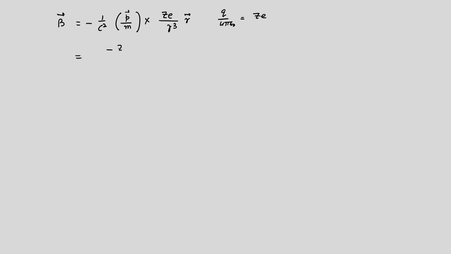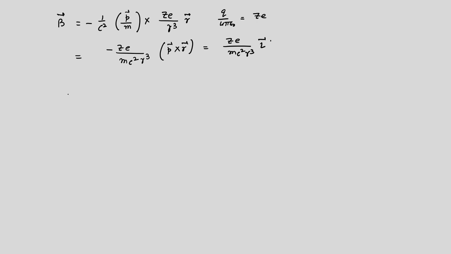Who feels the magnetic field? The electron feels the magnetic field because of the motion of the proton in the rest frame of the electron. If you simplify this, it is equal to minus Ze divided by m c square r cube, and then there is a p cross r. If you remember, r cross p is equal to L, so p cross r equals minus L, this minus sign gets absorbed and one gets L. Okay. So the magnetic field can be expressed in terms of the angular momentum of the electron.